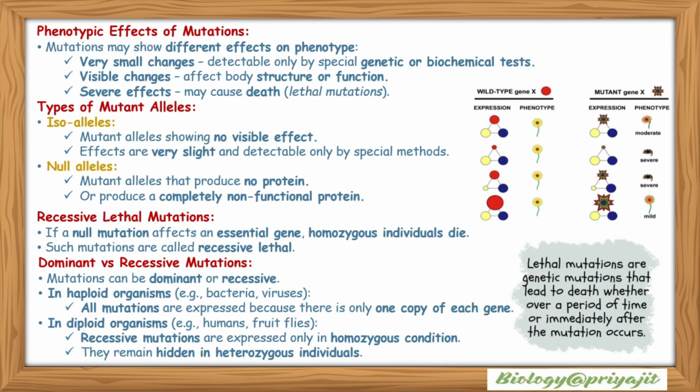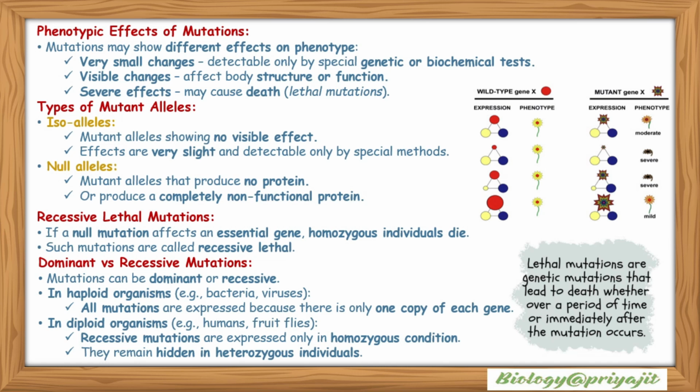Phenotypic effects of mutation. Mutations may show different effects on phenotype: very small changes which are detectable only by special genetic or biochemical tests, visible changes that affect body structure or function, and severe effects which may cause death, that is lethal mutation. So there are types of mutant alleles. Isoalleles are mutant alleles showing no visible effect, where the effects are very slight and detectable only by special methods. So they are called isoalleles.